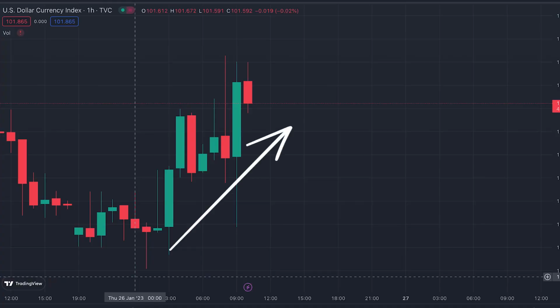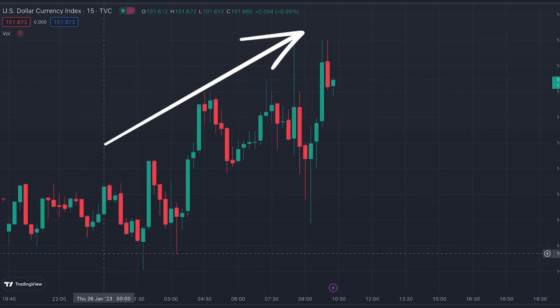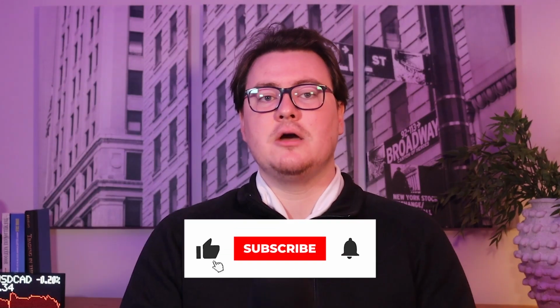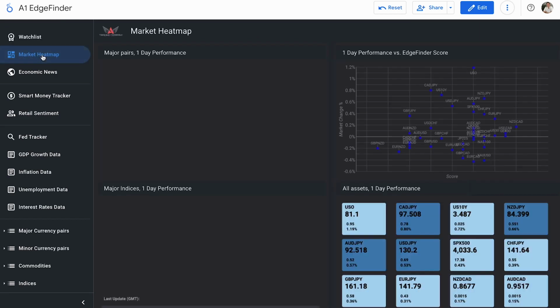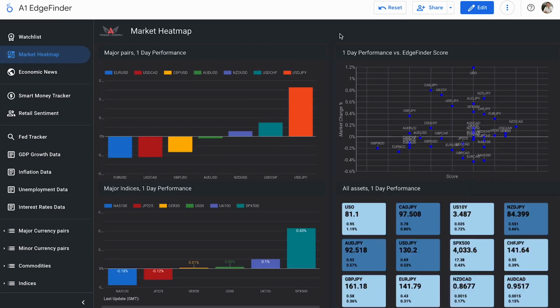Taking a look at both the hourly and the 15-minute chart, we can see the dollar has risen so far today. We'll see if it can build on this bullish momentum. So let's go ahead and check out the market heat map. Let's see how all of our assets are trending so far today.